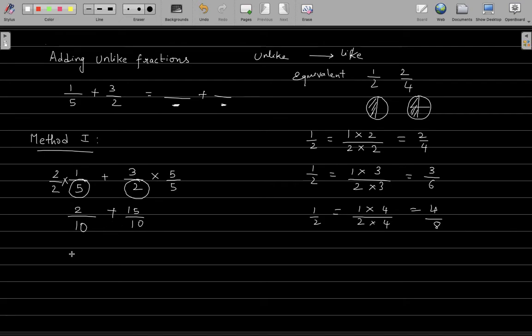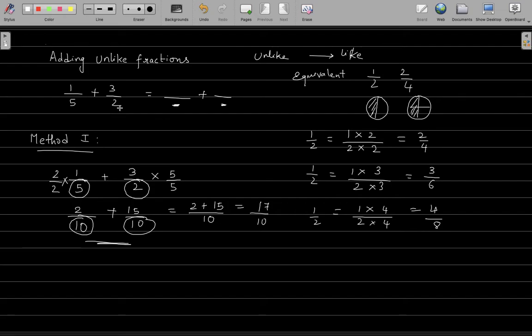Now you see that I got two like fractions. The denominators of the first and second fractions are the same. So we keep the denominator as it is and add the numerators, which will give you 17 upon 10, which is your answer to this question.